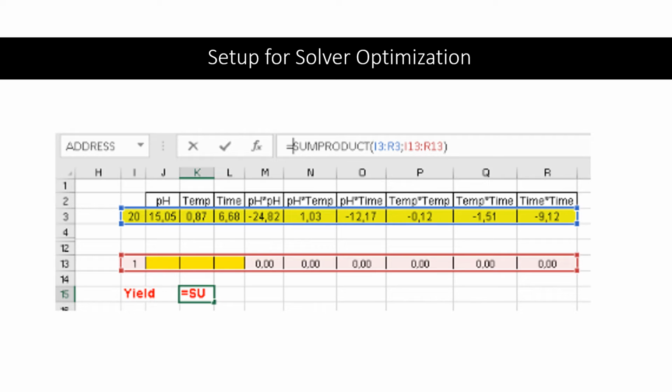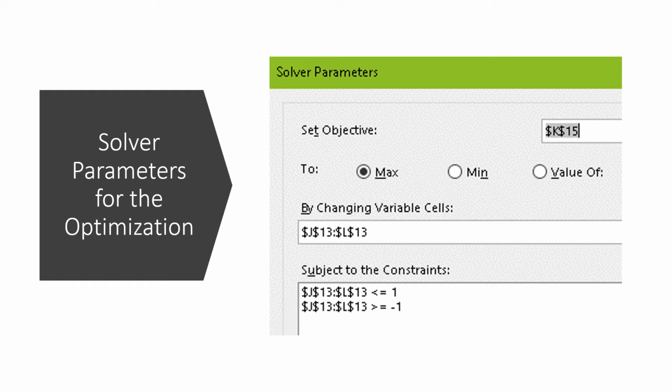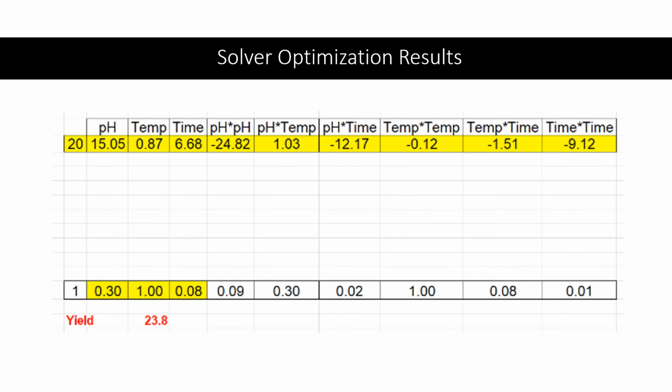In K15 we put the formula for yield, which is just the sum product of the coefficients in I3 to K3, and the values in I13 to K13. We ask Solver to maximize yield, K15, with the values of our three factors in J13 to L13, with the constraints that they should be between -1 and +1. We obtain the optimal coded values of pH equals 0.3, temperature equals 1, and time equals 0.08. This will give us a yield equals 23.8.